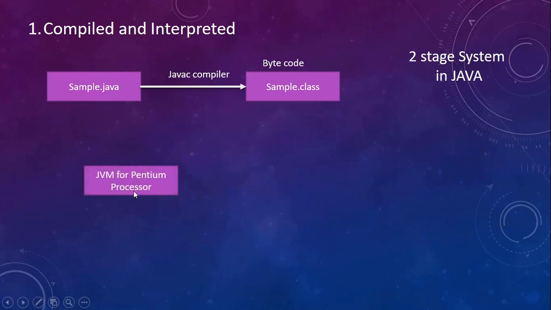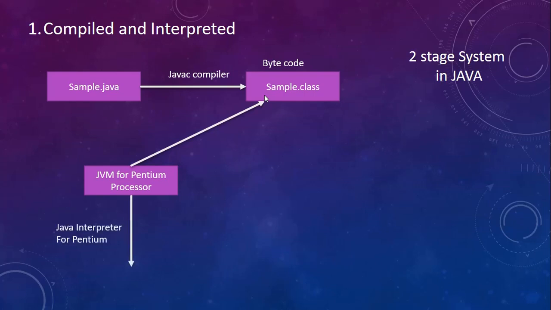Now what does the Java virtual machine do? The Java virtual machine program will read the bytecode. The first thing is this Java virtual machine will read the bytecode. Then within this JVM environment there is a Java interpreter. This Java interpreter also will be native for the Pentium processor. So you will have a Java interpreter for the Pentium processor.